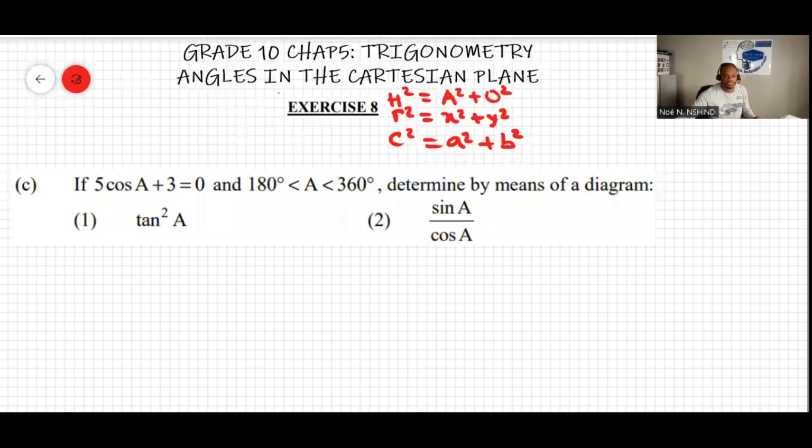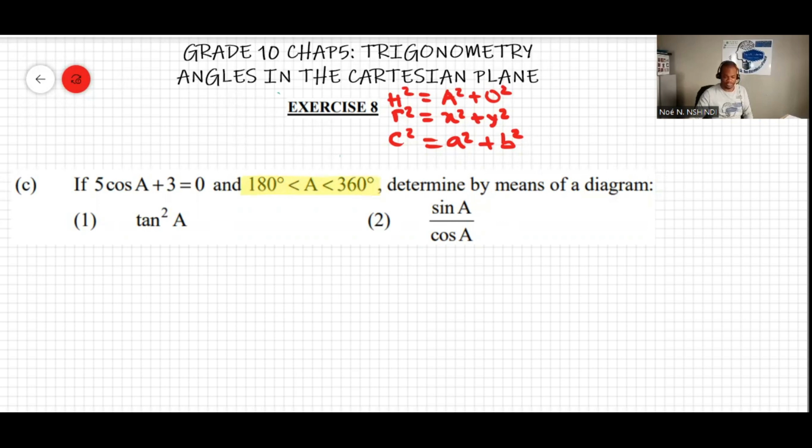Now we're going to do question C. The question says that if 5 cos A plus 3 equals 0, and A is between 180 degrees and 360 degrees, determine by means of a diagram tan squared A and sin A over cos A. All right, this time we have a condition here.